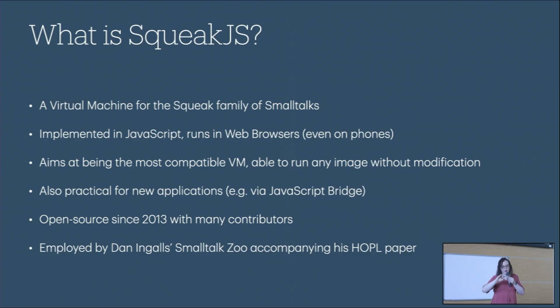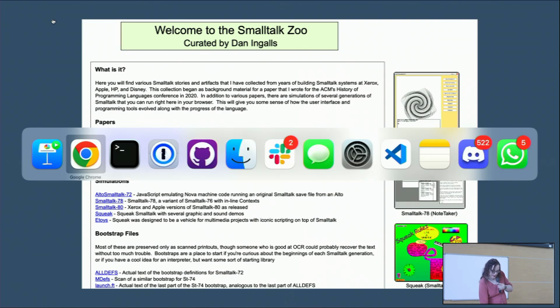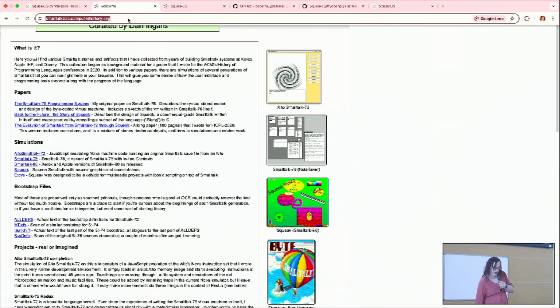And the most visible deployment maybe is in Dan Ingalls' Smalltalk Zoo. If you have seen that, if you Google Smalltalk Zoo, you will find it. It's actually at the Computer History Museum. Here, this is the URL, Smalltalk Zoo at computerhistory.org. And you can run Squeak, which Dan in his paper called Smalltalk 96. So that's a kind of funny thing to do.